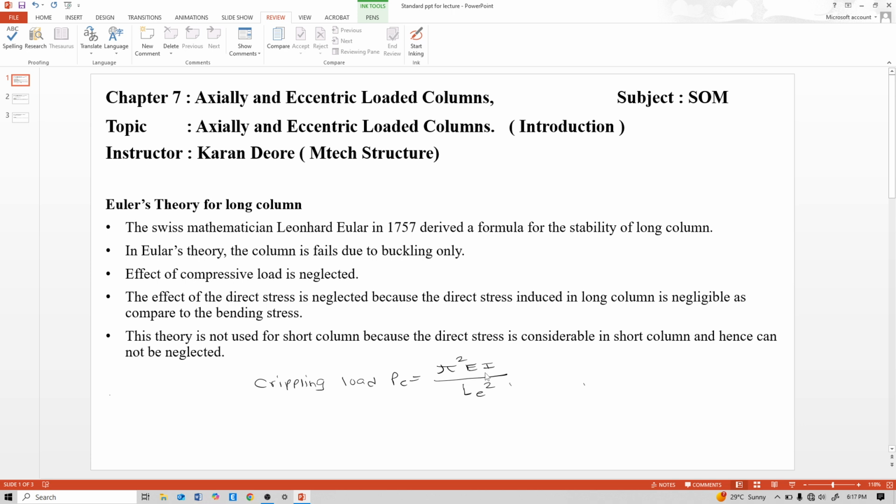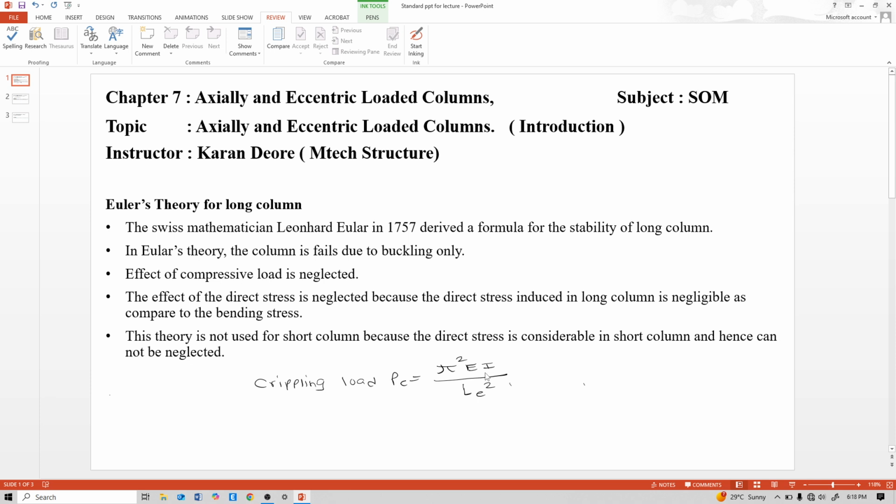This we had seen in our chapter 1, but I will tell you this also. Now see the second bullet point. In Euler's theory, the column fails due to buckling only. In our previous lectures, we had seen why a column fails due to buckling and for which column this buckling occurs. We saw that this buckling happens in a long column. So that's why Euler's theory applies for long column.